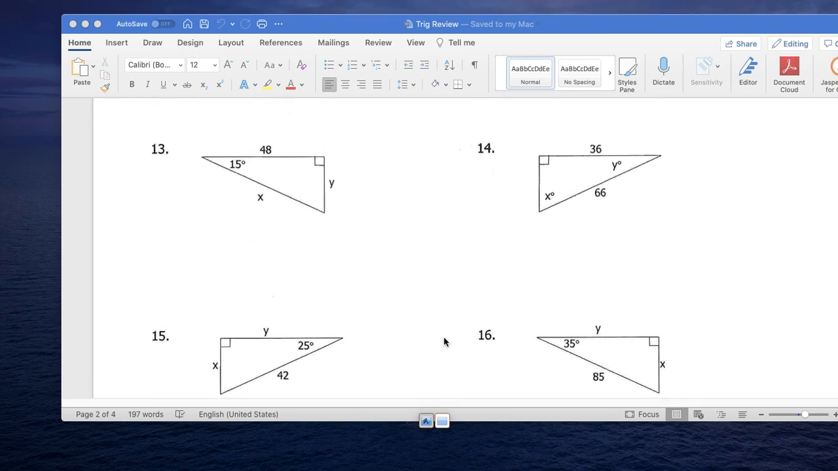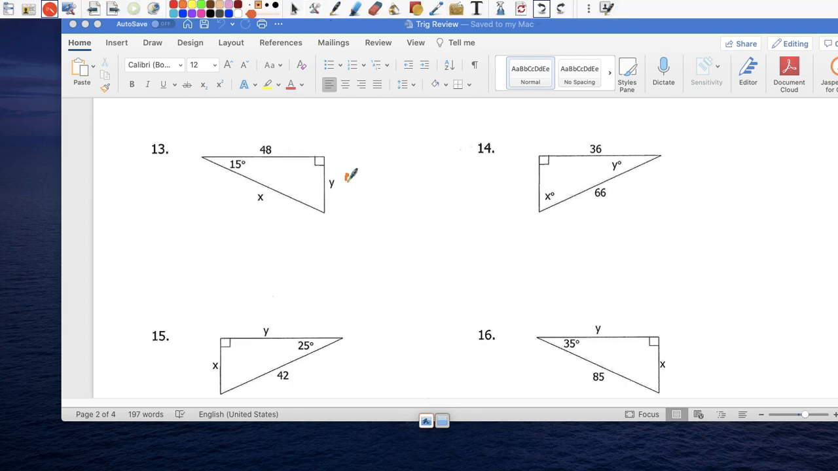13. Again, let's label the triangle first. This is the opposite. This is the hypotenuse. This is adjacent. Let's find the opposite first. So to find the opposite, we're going to use tan of 15. So tan of 15 equals the opposite, which is y, over the adjacent, which is 48. So y equals tan of 15 times 48, or 48 times tan of 15. It's going to give us 12.86. So this is 12.86.